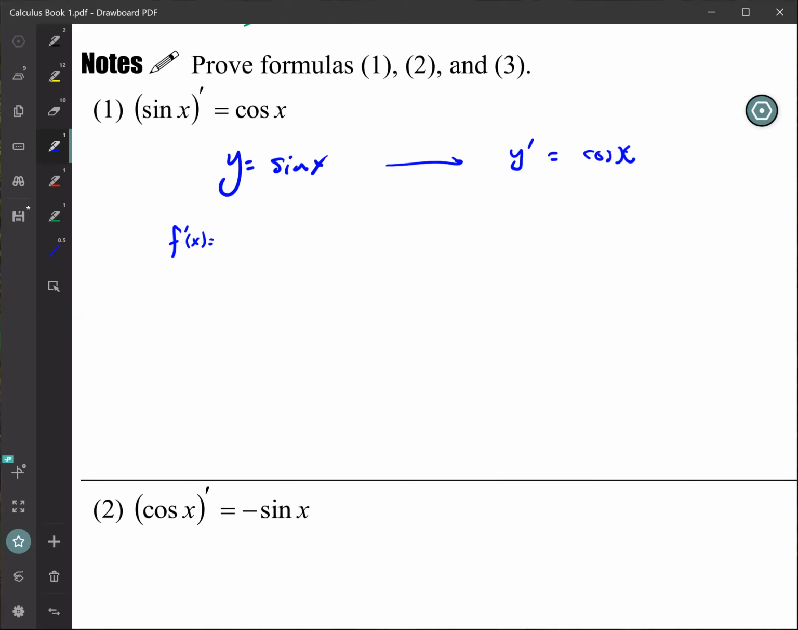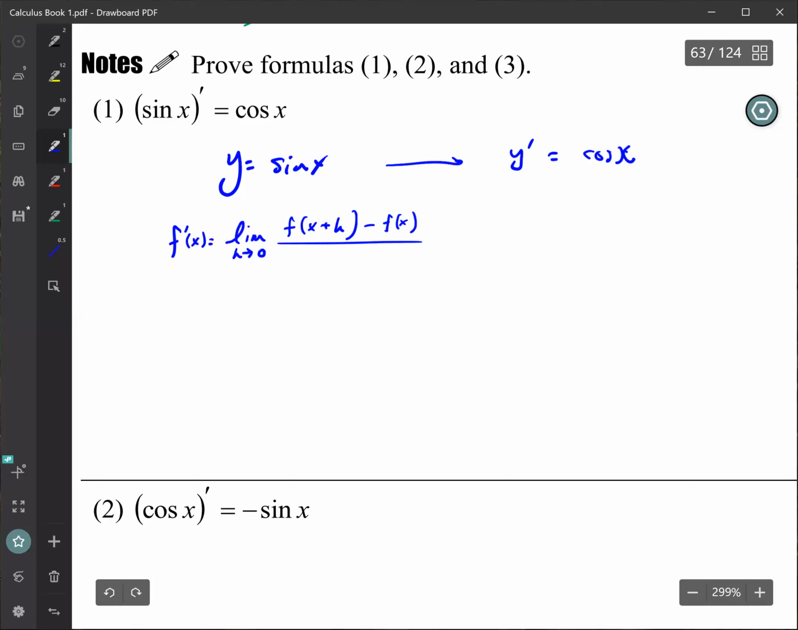Emily? I think it's f of x plus h. You forgot the limit. Yeah, sorry, the limit as h approaches 0. Yes, good guess. And then f of x plus h, minus f of x, all over h. Yes, it's minus, very good.